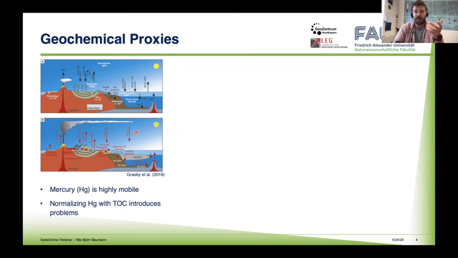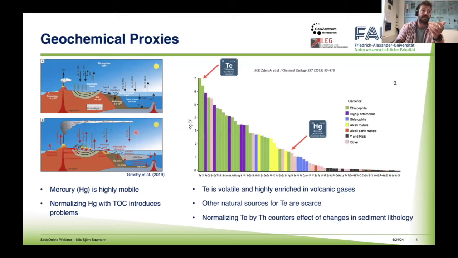So what we've come up with is an alternative, being tellurium. And as you can see on this nice histogram by Zelensky et al. from 2013, they measured volcanic gases at Erta Ale volcano in Ethiopia. And they actually found that tellurium is the most enriched trace element in these volcanic gases, even above sulfur, actually. And that's not the only advantage that comes with it.